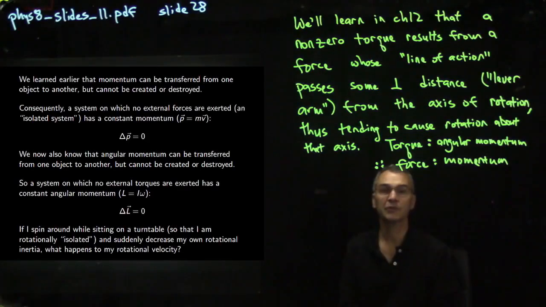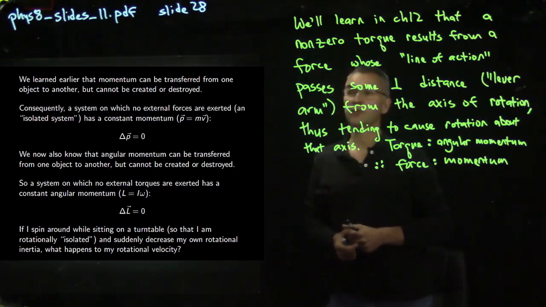Let's continue chapter 11. This is the second video for chapter 11. We are beginning with slide 28 of phys08 slides 11.pdf. We learned earlier that momentum can be transferred from one object to another but cannot be created or destroyed.